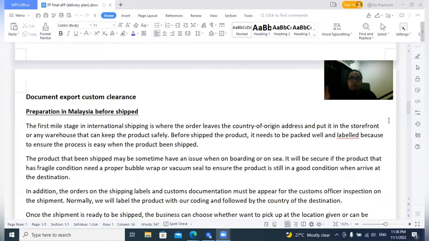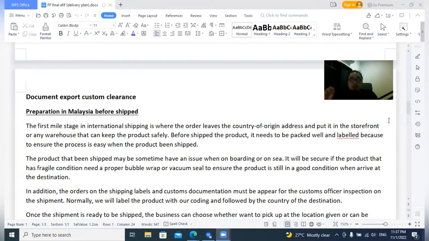Before shipping the products, they need to be packed well and labeled to ensure the process is easy when the product is shipped. This is to ensure that the product is safe when it gets into the buyer's hands or the distributor in other countries. The product that we ship may sometimes have an issue on board or at sea. This is why we need to pack and label the products very well.